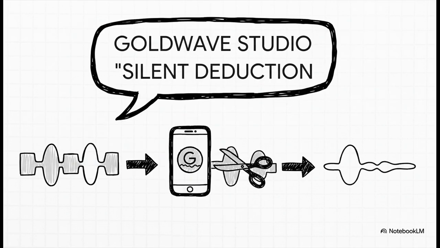The secret weapon here is a free mobile app called Goldwave Studio, and it has this one incredible feature called silent deduction. What it does is it automatically finds all those unnatural gaps in the audio and just trims them out, making the whole thing sound way tighter and more professional, instantly.